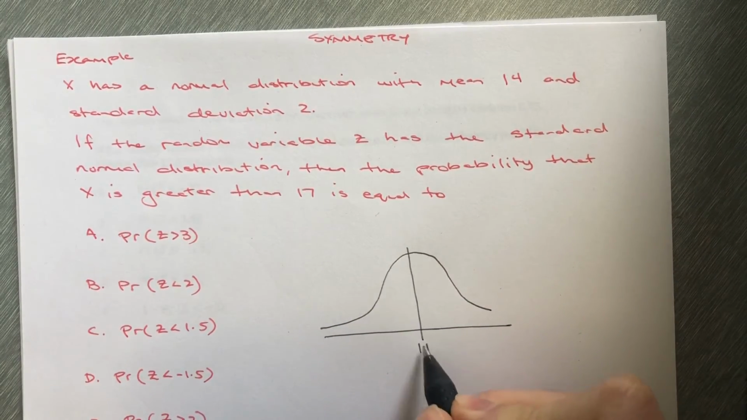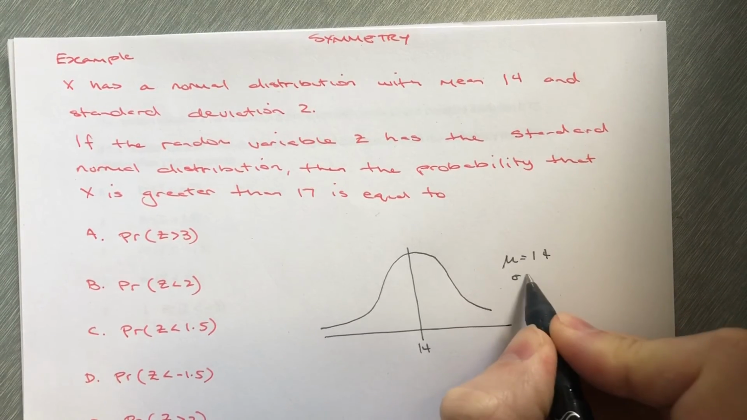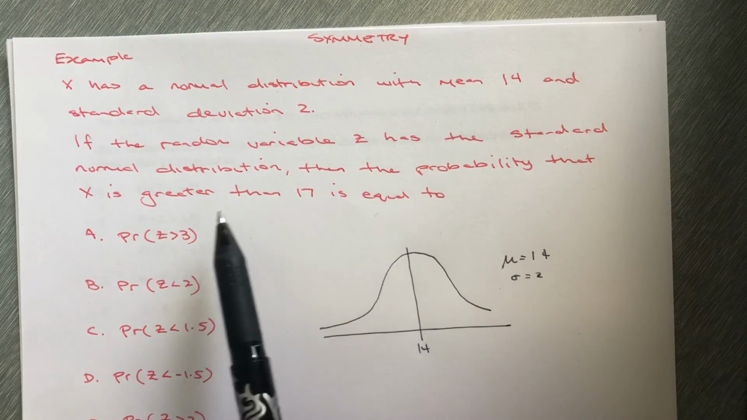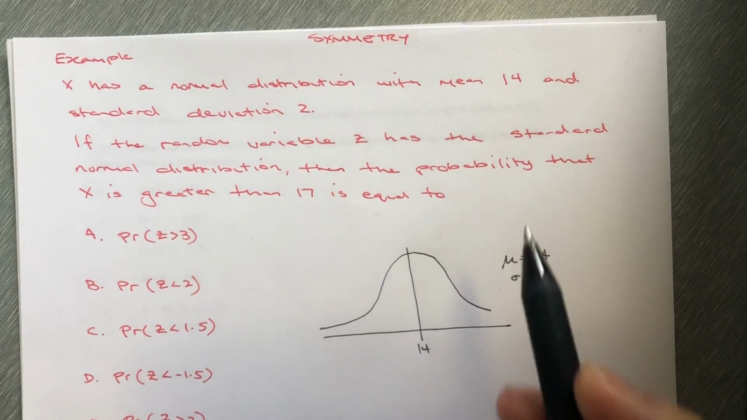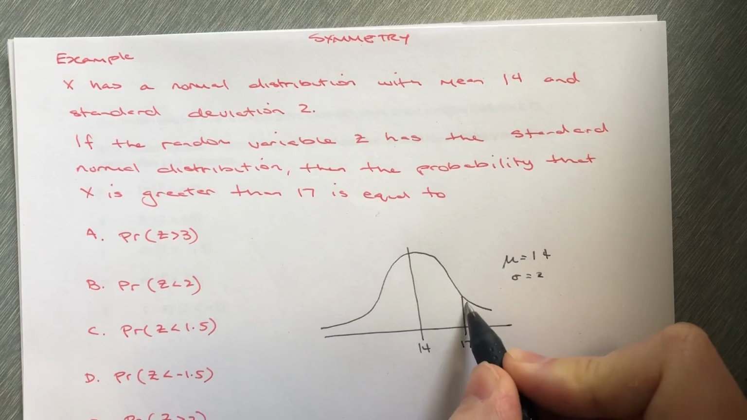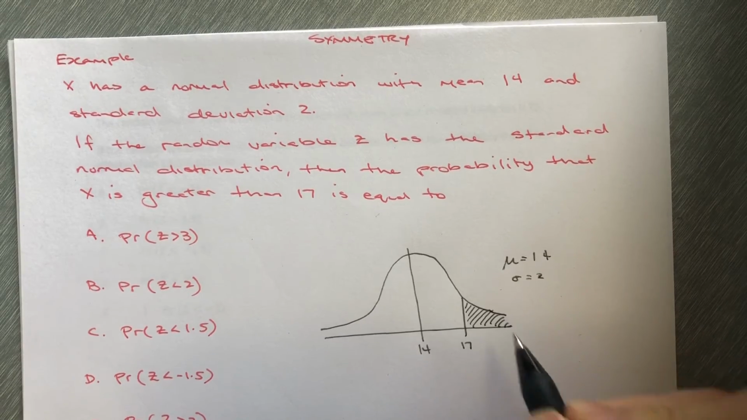Okay, so my mean's 14 and my standard deviation is 2. Now it's asked me down here, the probability that X is greater than 17 is equal to. Let's just say 17's here. And it wants a probability greater than 17. So this is the probability that we're after.